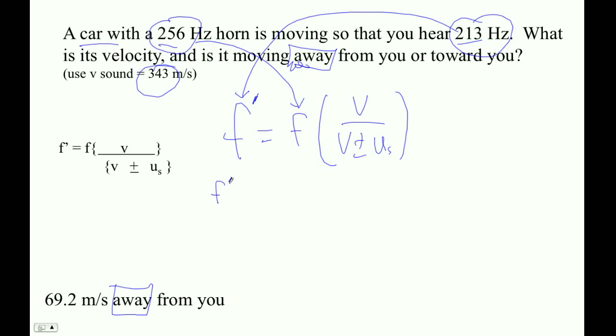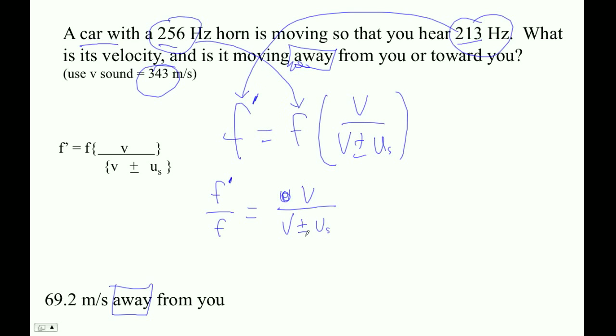So F prime divided by F equals V over V, I'll say plus or minus U S. Oh wait, we should choose one now. We're getting a lower frequency here, so I think what we want to do is add in the denominator. If we add in the denominator, that will give us a smaller value on this side, because the denominator will be bigger, and therefore it'll make this fraction less than 1. Therefore, we'll get less than all of 256.